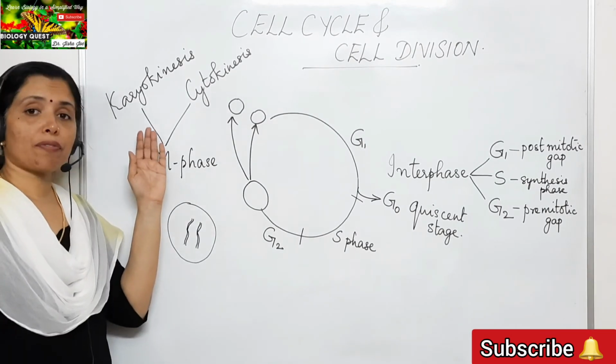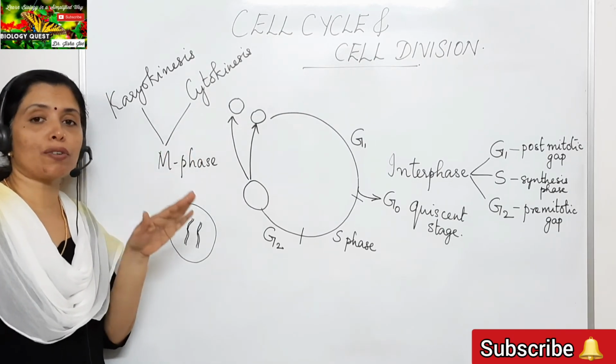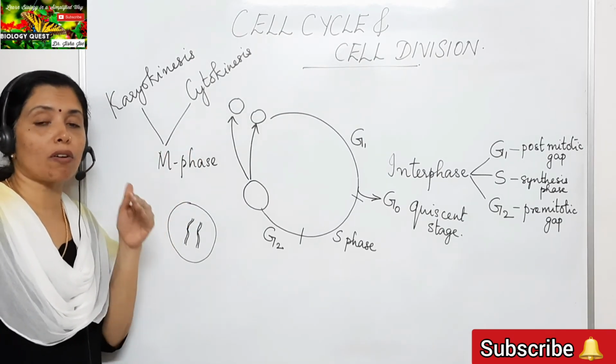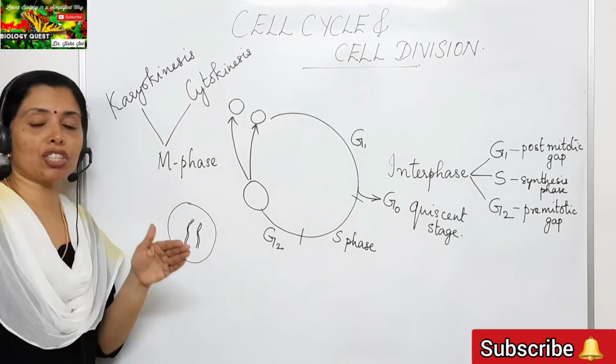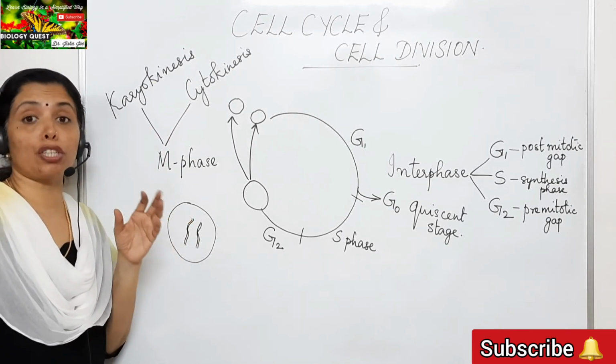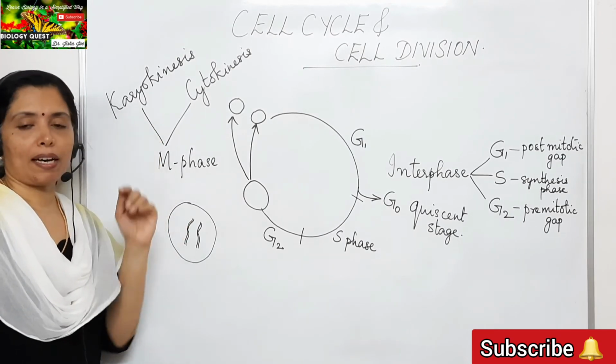The first stage of M phase is the karyokinesis. Karyon means nucleus, kinesis means splitting or division. So what happens during karyokinesis? The division of the nucleus takes place, or the nuclear division takes place during karyokinesis.